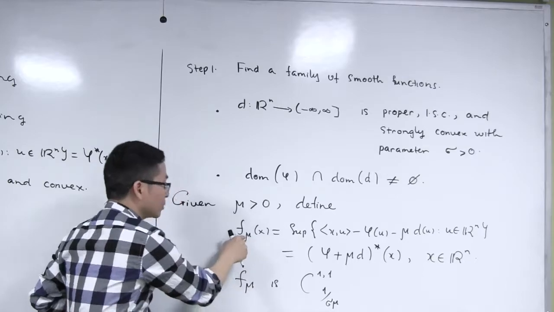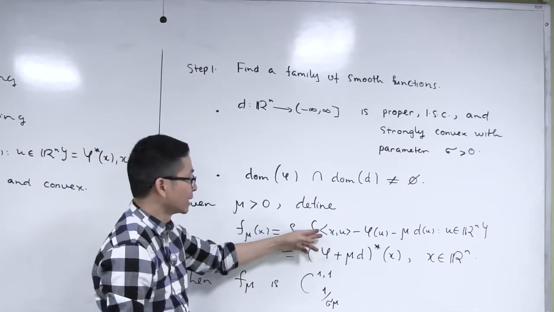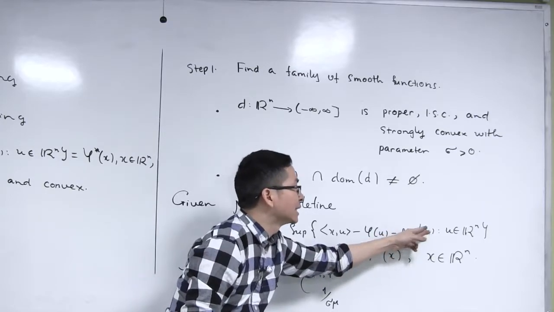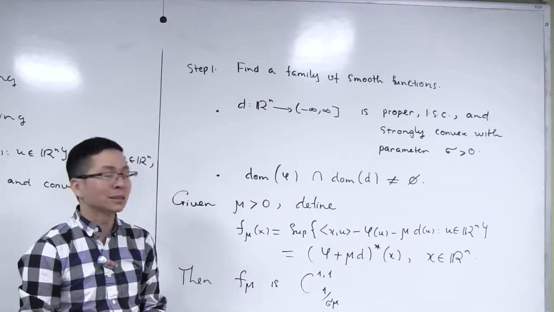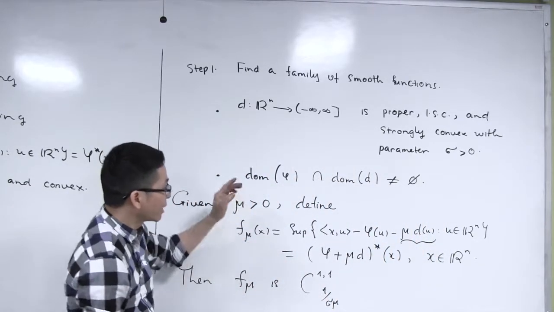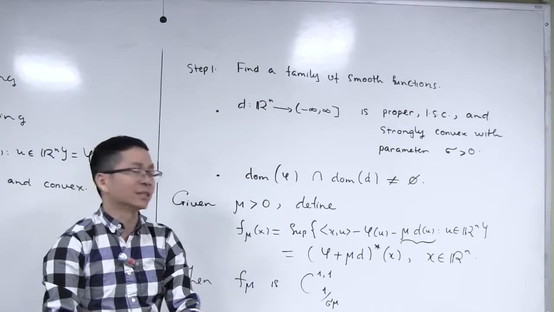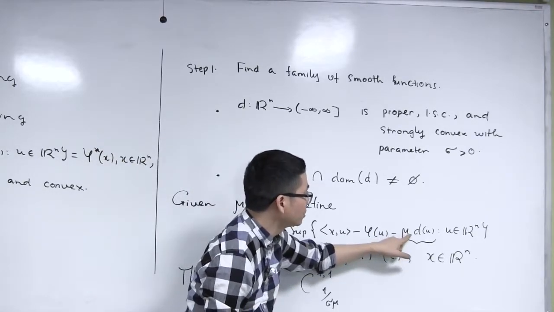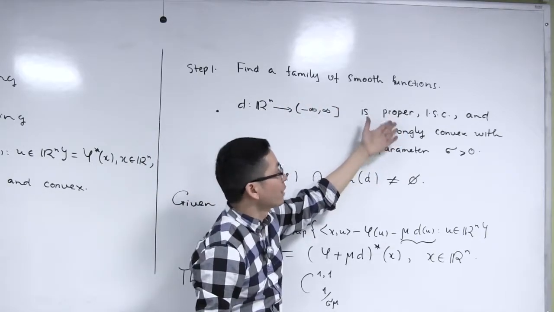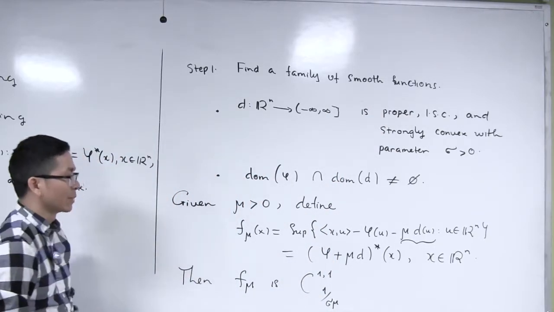Now, given a positive parameter mu greater than 0, we define the function f sub mu by the following formula. f sub mu of x is the supremum of the inner product of x and u minus phi of u minus mu times d of u, where u runs in R^n. So it is based on the function f. The function f is the supremum without this part. So from the definition of the function f, we only need to subtract mu times d of u, where again d is this function that is proper, lower semi-continuous, and strongly convex with parameter sigma.